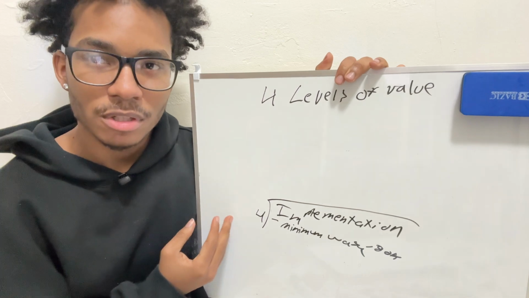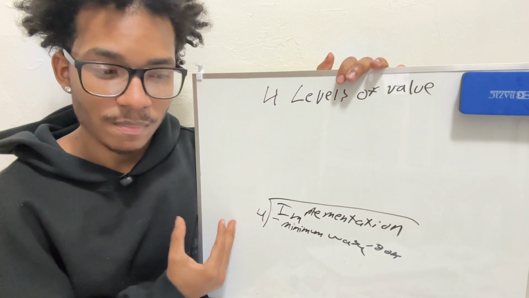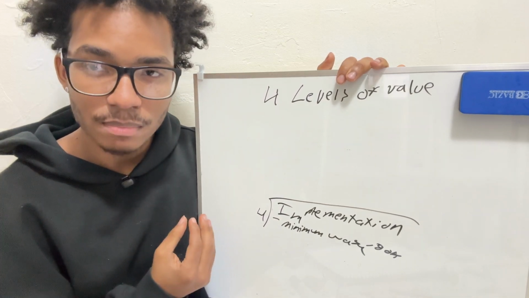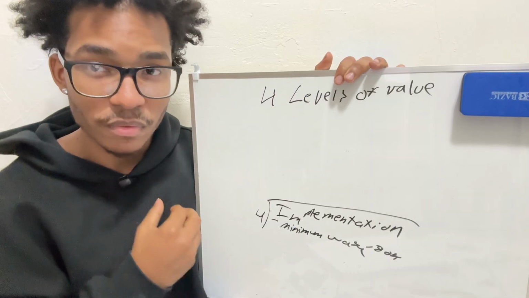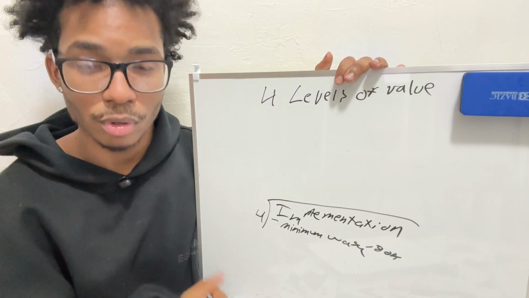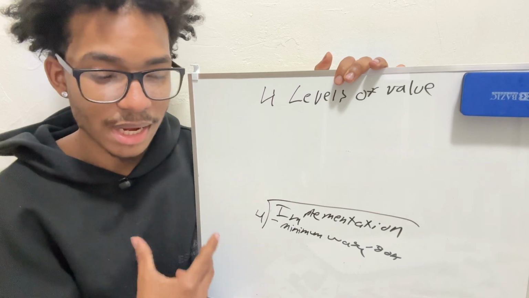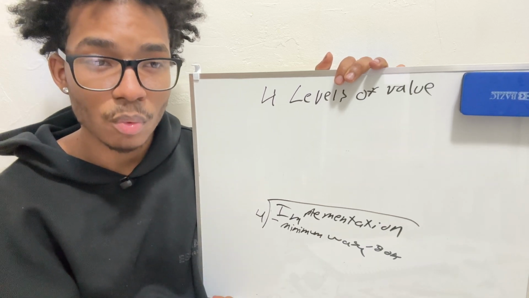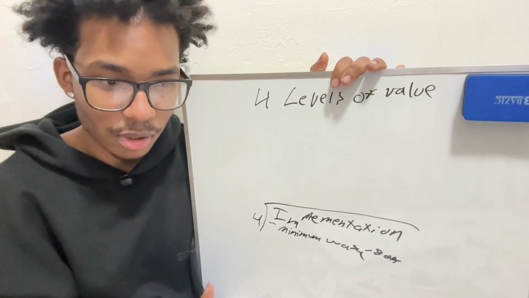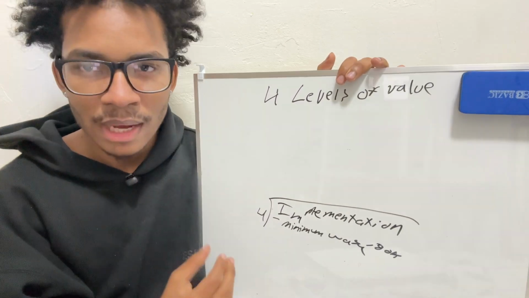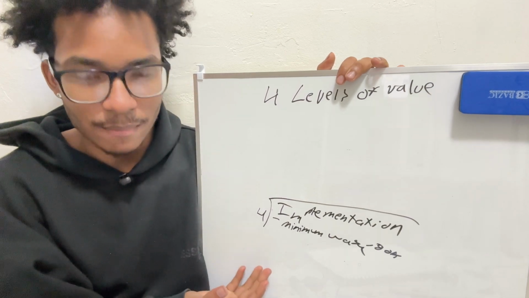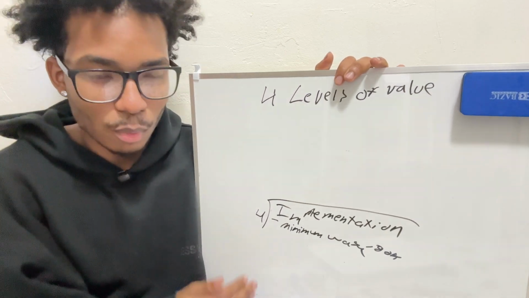What you have to understand about the fourth level is that these are basically jobs that require your physical body, such as construction, fast food, a job where you physically need to be there. You need your body, your muscles, your arms, your legs. You need to do the physical work, basically labor, like if you work at a factory or manufacturing. This is the level that most people are at. Minimum wage. So this is the level most people are at.